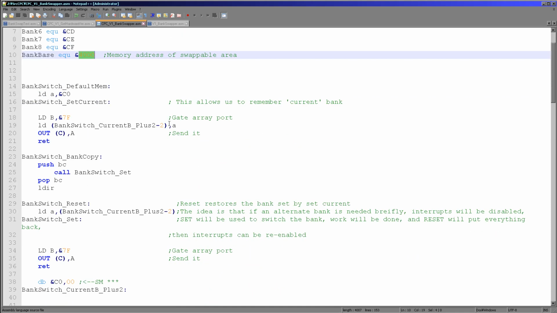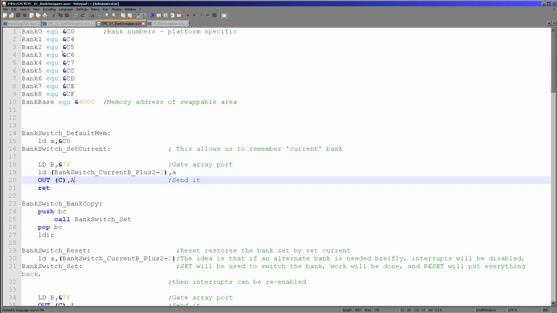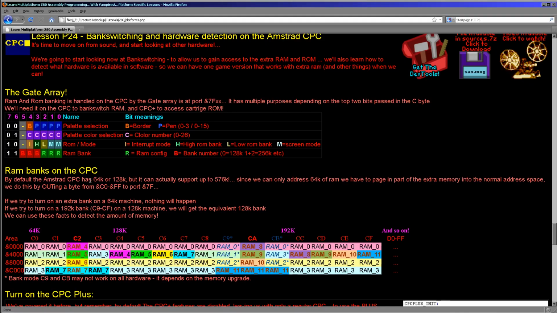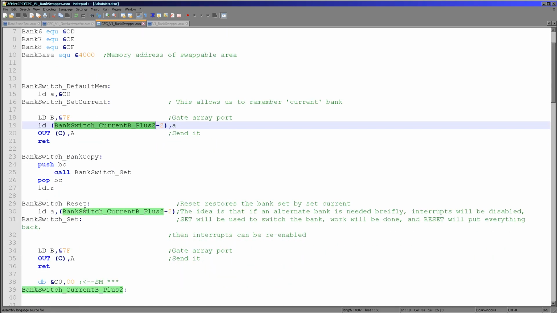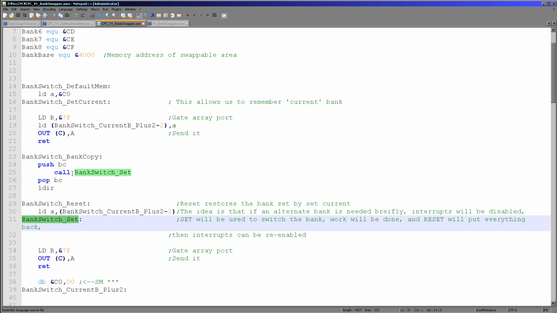So let's take a look at Bankswitch set current. So what does it do? Well, it's very straightforward. All it does is it takes the accumulator and uses the value in the accumulator, which will be one of these, to set the current bank configuration. And of course, those bank configurations will match something on here. What set current does is it actually backs up the bank so that we can use this reset command later, and even this set command, which notice doesn't use set current. And this is so that we can have a kind of permanent bank change using set current, or a very temporary one using set, and then reset to undo the change.